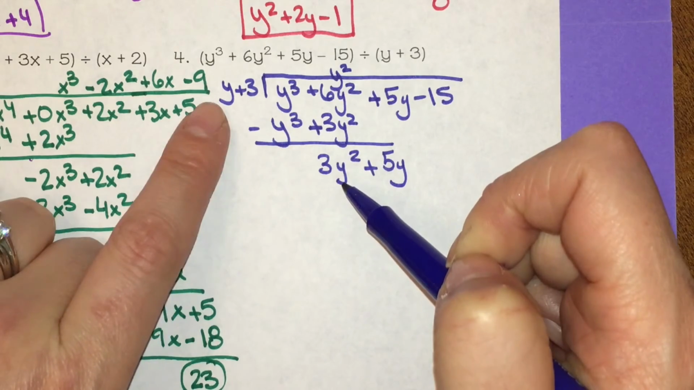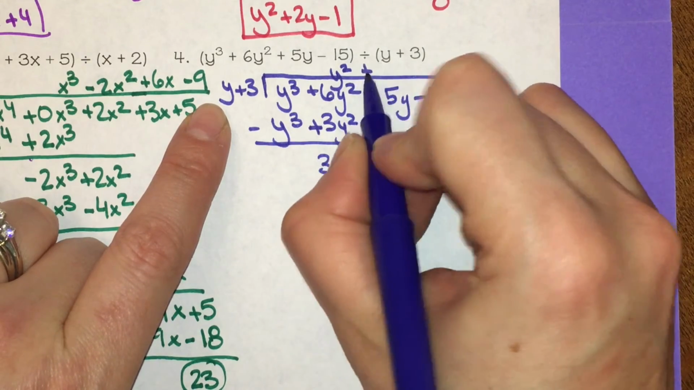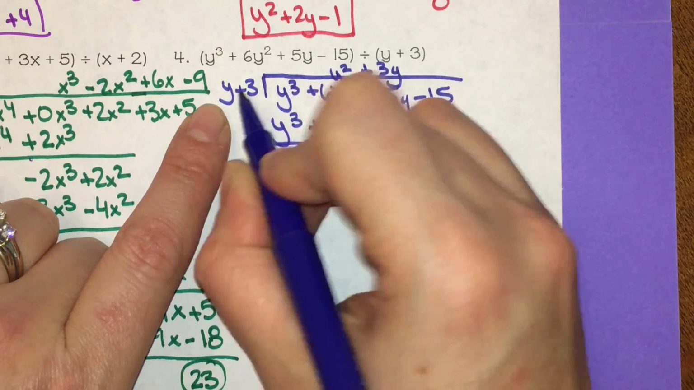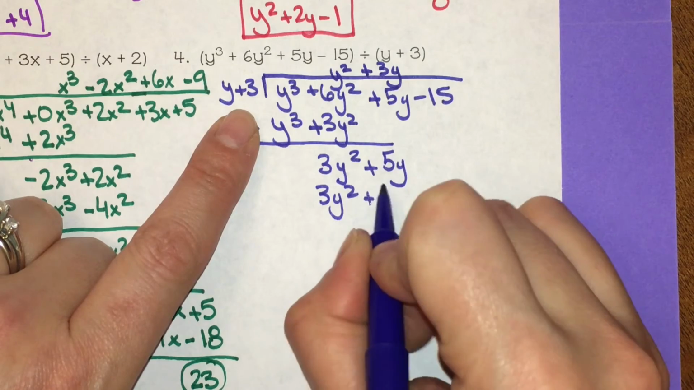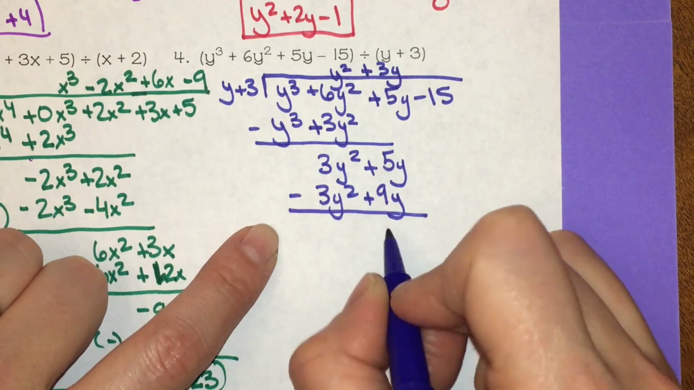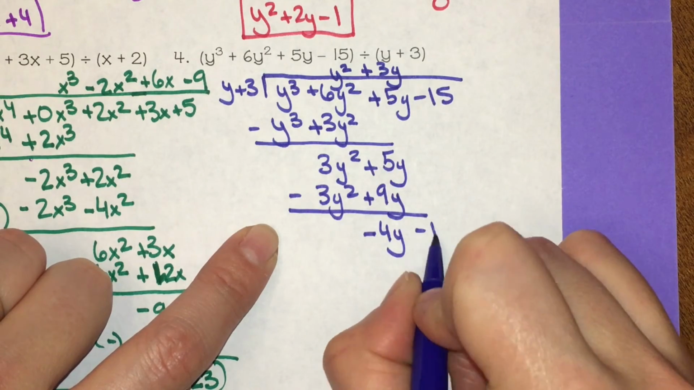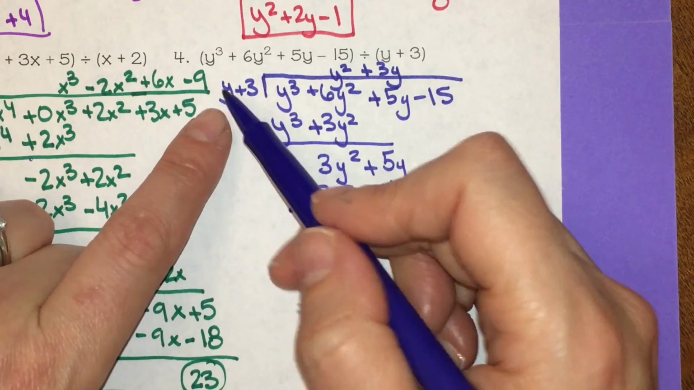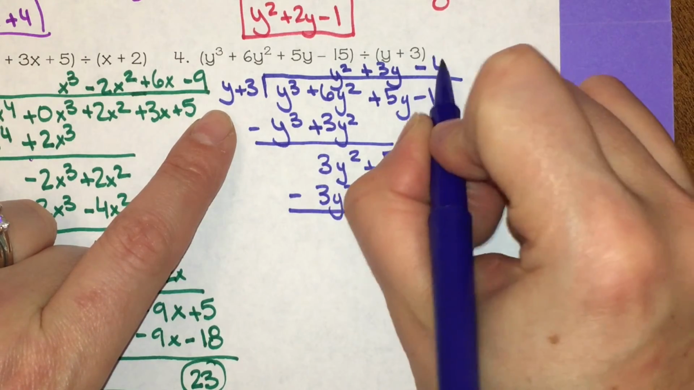We multiply y times 3y to get it to be 3y squared. So positive 3y. 3y times y is 3y squared. 3y times 3 is plus 9y. When we subtract, we get 0. 5y minus 9y is negative 4y. Bring down that minus 15.